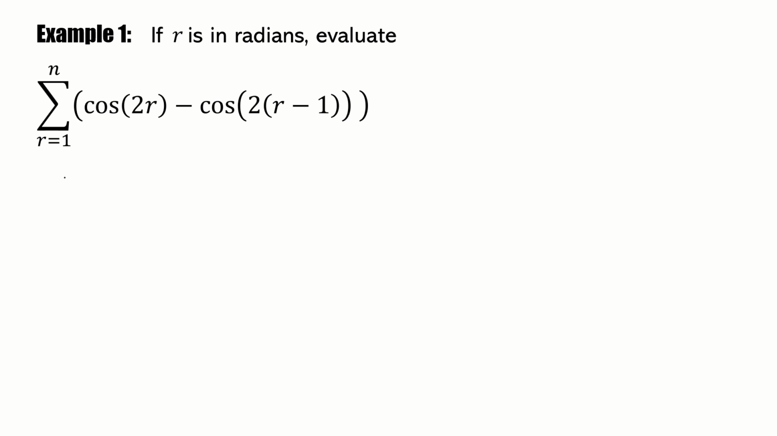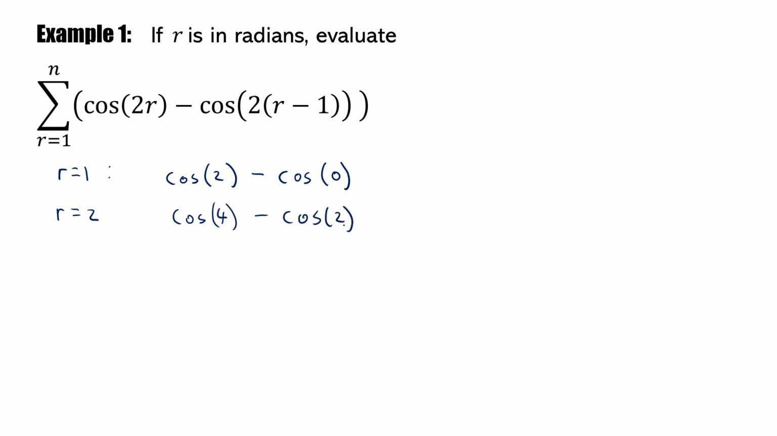So I'm going to start by plugging in r equals 1. And if we do that for this particular series, we'll get cos of 2 times 1, in other words, cos of 2 radians, which is a bit of a bizarre number, but there you go. Take away cos of 2 lots of 1 minus 1, which is 0. And then we could continue on. We could calculate the second term, which would end up getting us cos of 4, and then cos of 2 being subtracted. We could work out the third term, and when we do, we start to see a pattern emerging.